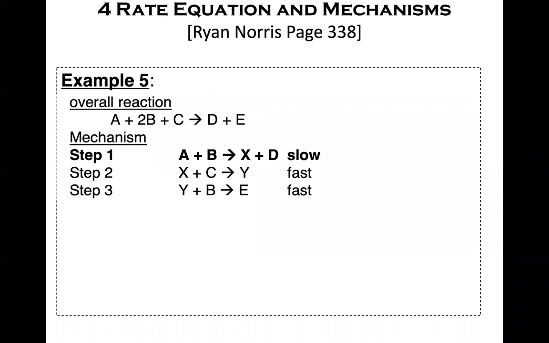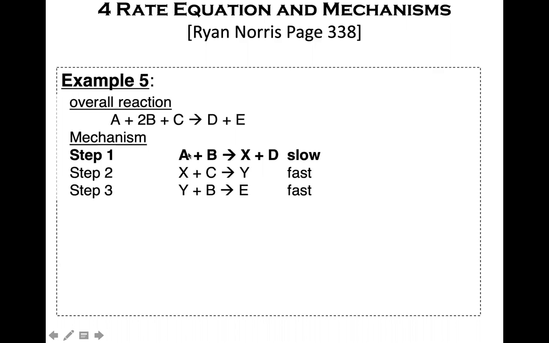Right, so I'm just going to use a general reaction first. In this general reaction, I have reactant A reacting with 2 moles of reactant B and 1 mole of reactant C to form product D plus product E. If I just look at the overall reaction, it looks like it's a one-step process, but that's not true because the mechanism told me that there are 3 steps, okay?